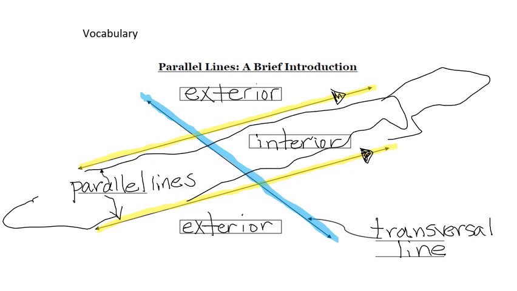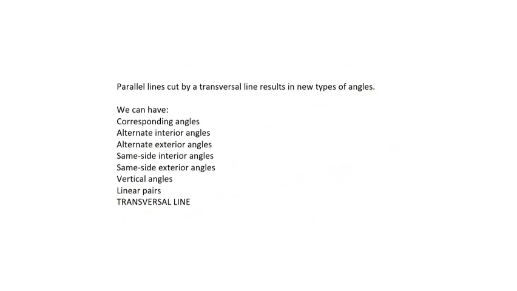If you take a look at the bottom of that page, you'll see that parallel lines that are cut by a transversal line result in new types of angles. It's also going to have some old friends from the previous unit. We're still going to have vertical angles. We're still going to have linear pairs. But our new angles are going to be corresponding angles, alternate interior angles, alternate exterior angles, same side interior angles, and same side exterior angles.